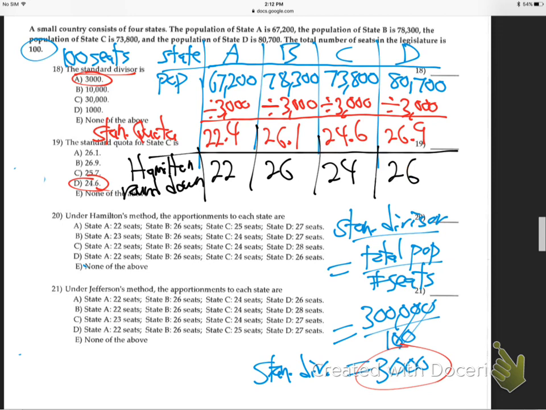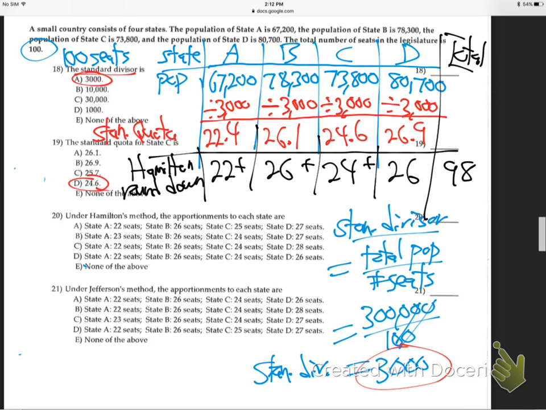Everybody catch the difference in this chapter. Round down means down, round up means up, and round off is what we're used to, where 0.5 goes up. That's what Webster does. All right, so Hamilton rounds them all down, and then you add them up. You get the total. So if you just add these up, I think it's 98.